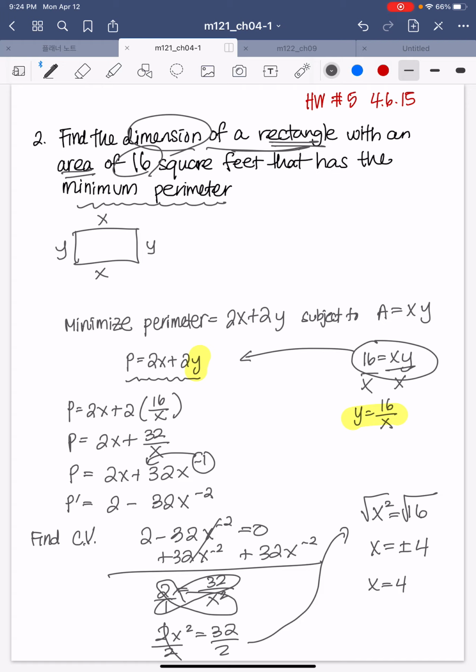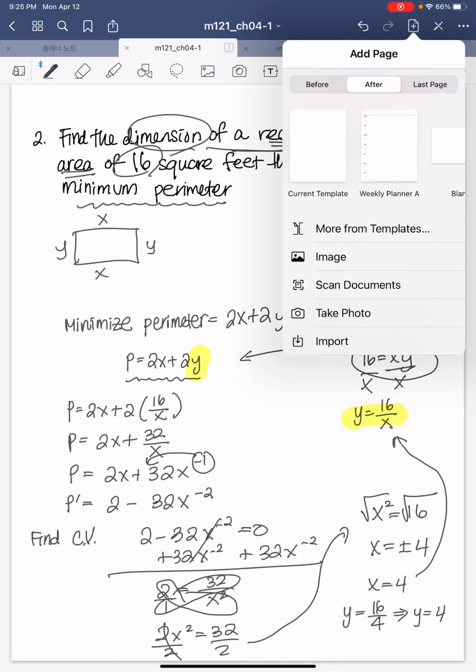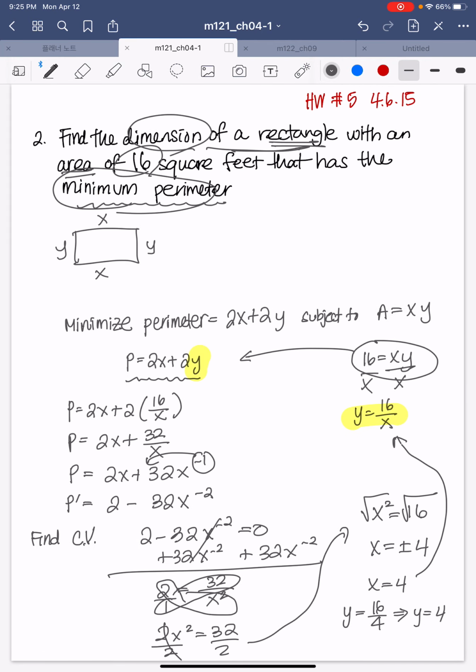Now, let's double check. You can also solve for y at this point. So y will be 16 over 4. I get y is equal to 4 as well. So that means 4, 4 is our critical value. But we want to double check. You cannot assume that this is a maximum or minimum. We need to check. We want to minimize the perimeter.